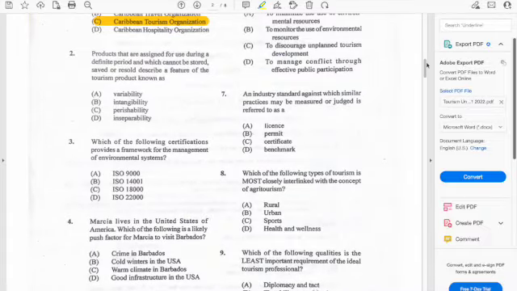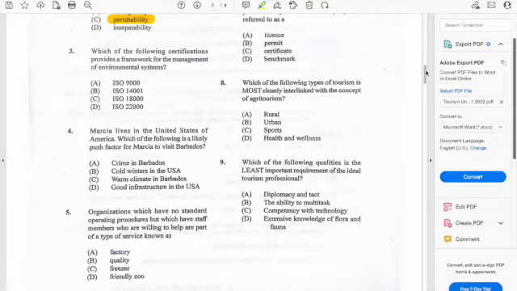Question 2. Products that are assigned for use during a definite period which cannot be stored, saved, or resold. Describe a feature of the tourism product known as perishability. Which of the following certifications provide a framework for the management of environmental systems? So you're looking at environmental systems, it would definitely be the ISO 14001.